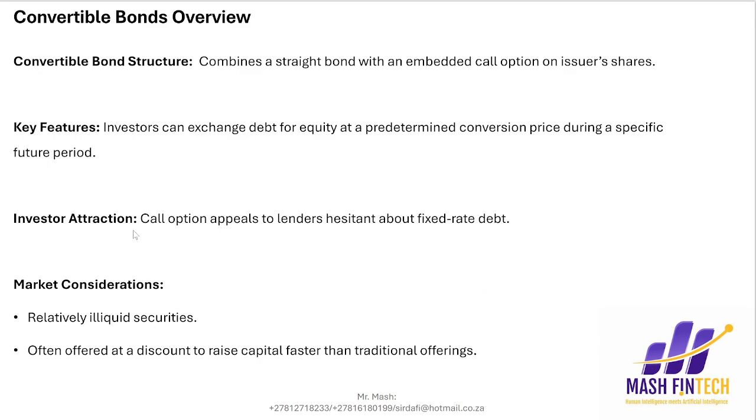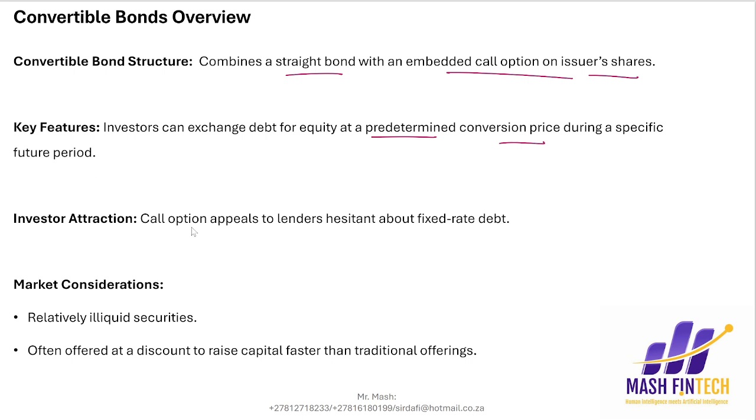Let's now look at convertible bonds, which you are familiar with. A convertible bond, in terms of structure, is a bond that has a property of equity, where you have the right to convert the bond into the shares of a company later on at a predetermined conversion rate. So this combines the straight bond with embedded call options on the issuer's shares. Some of the key features is that the investors can exchange debt for equity at a predetermined conversion price during a specific future period. You know that.